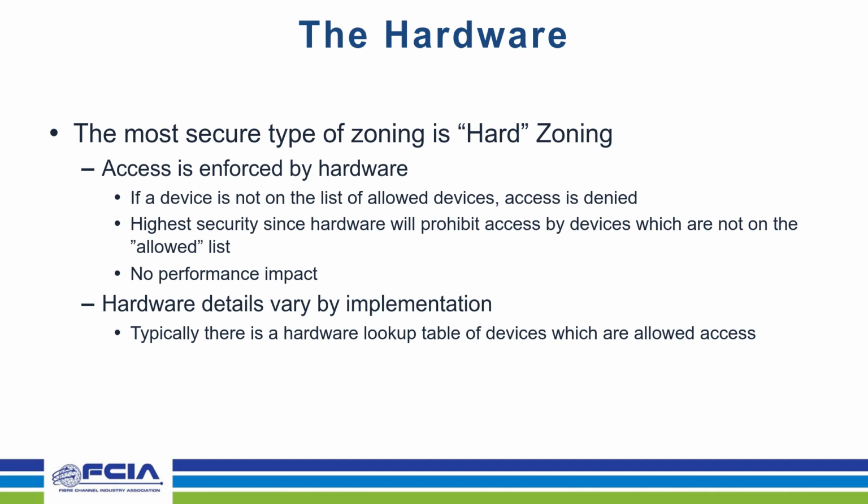As has been mentioned previously, the most secure type of zoning is hard zoning. The reason for this is that hard zoning is actually enforced by the hardware, or the ASIC, in the switches. This means that in the switch ports, there is a list of devices that are allowed access. And if a device is not in that list, access is simply denied. There's no way for that device to connect. This also has the advantage of having no performance impact because the hardware implementation runs at line rate, which means that enforcement of these zones does not slow down the traffic in the fabric.